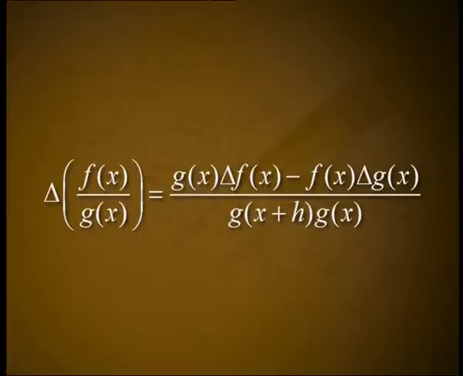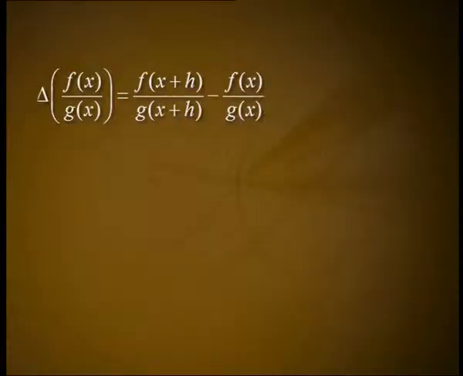Number 5. Forward difference of the quotient of two functions is given by Δ[f(x)/g(x)] = [g(x)·Δf(x) − f(x)·Δg(x)] divided by [g(x+h)·g(x)].